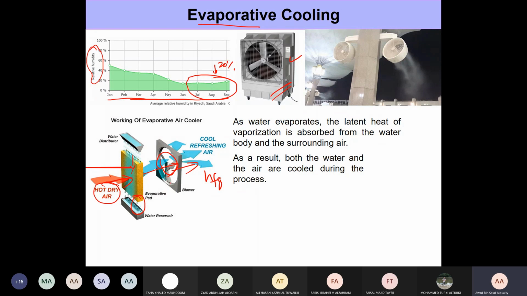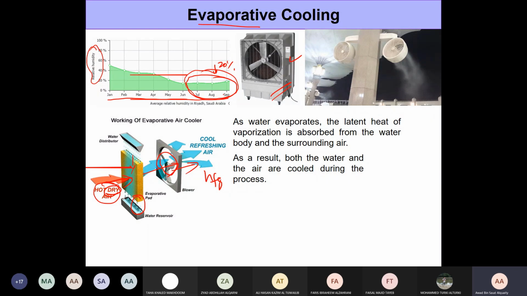Okay, so again, this is going to be very effective if you have hot and dry air. Dry is a key component because the lower the relative humidity, the easier it will be for air to accept more moisture content. And therefore, as I showed you here, in places like Riyadh, which are hot and dry, these kinds of coolers make a lot more sense in summers.